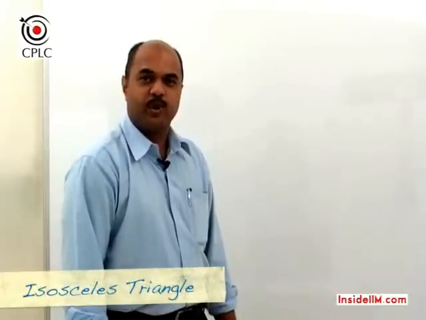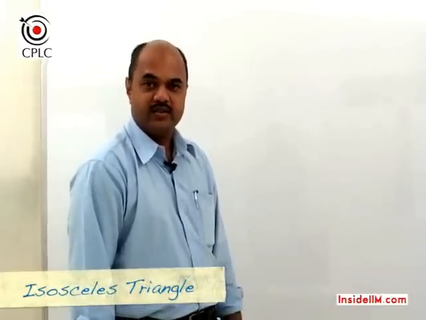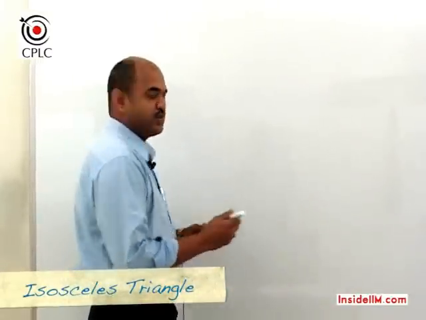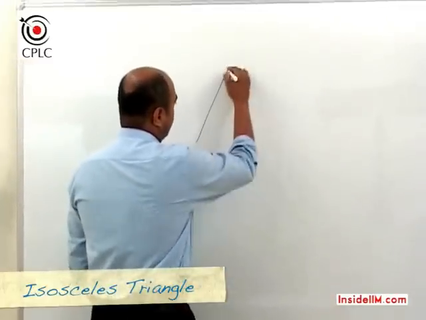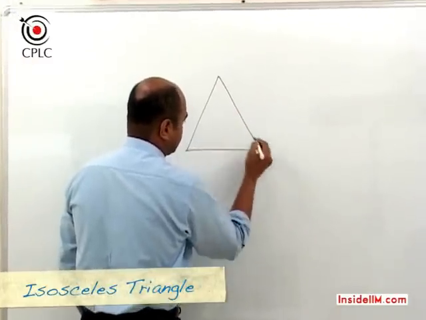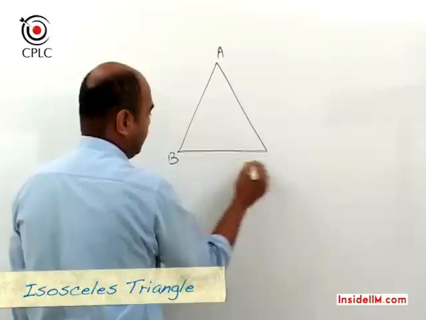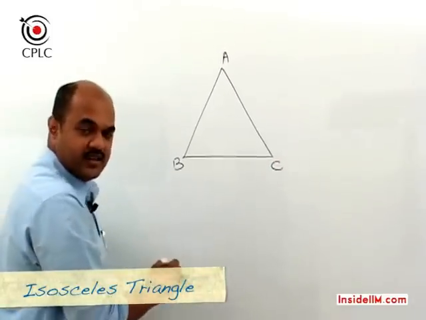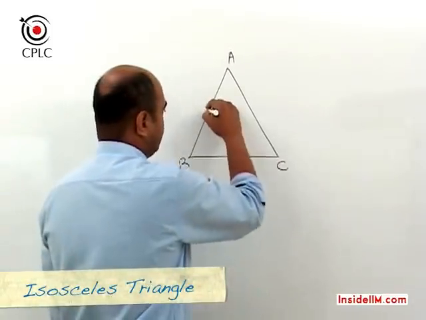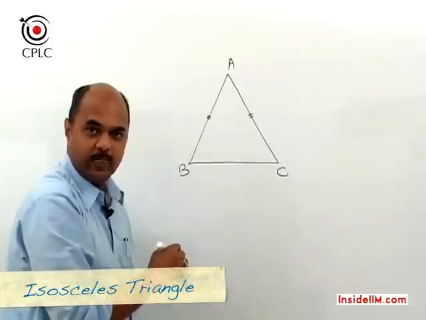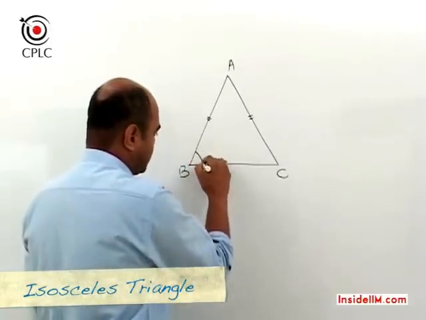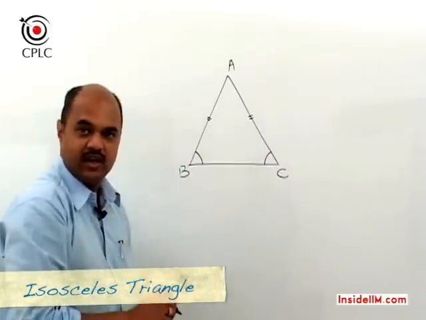Let's now move on to properties of certain special triangles, and let's start with an isosceles triangle. So what are the properties that we need to understand for an isosceles triangle? The first property is that in an isosceles triangle you will have two sides as equal and the angles opposite to these equal sides are equal.